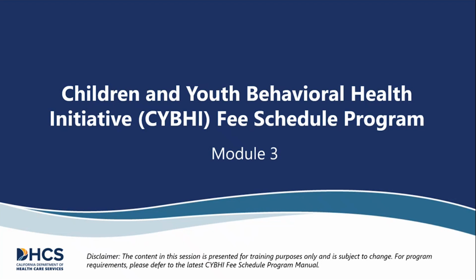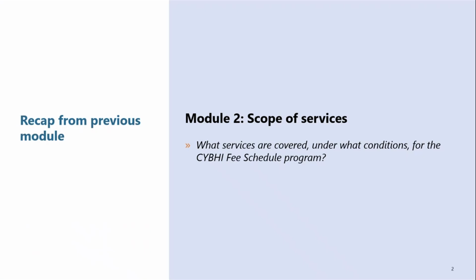Today's module focuses on the Provider and Practitioner Network. Let's get started. Before we get started, here's a quick recap of Module 2, which covered the scope of services. We explored student eligibility, location, and medical necessity requirements for reimbursement. We reviewed the eligible service categories such as psychoeducation, assessments, treatment, and case management. We also discussed an illustrative schedule of a participating provider.